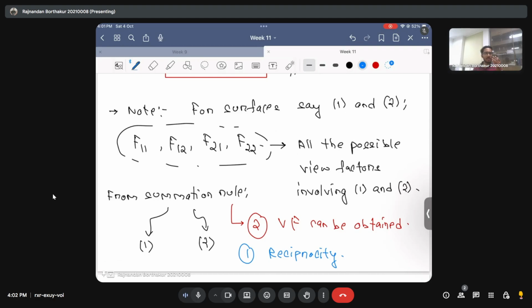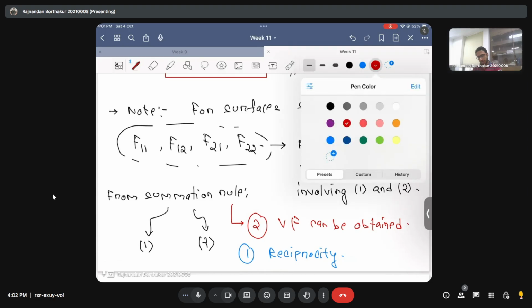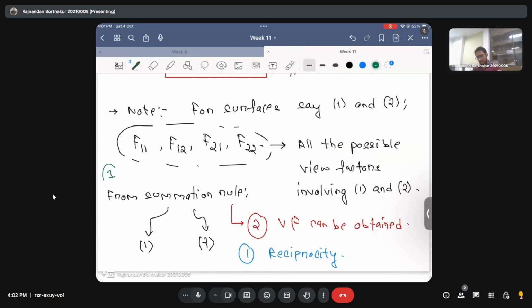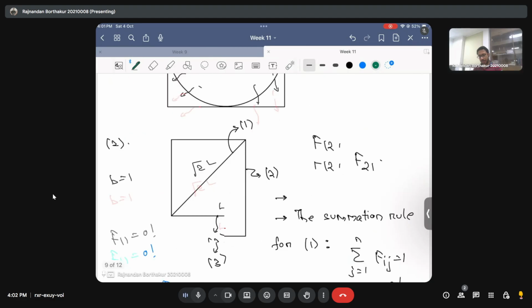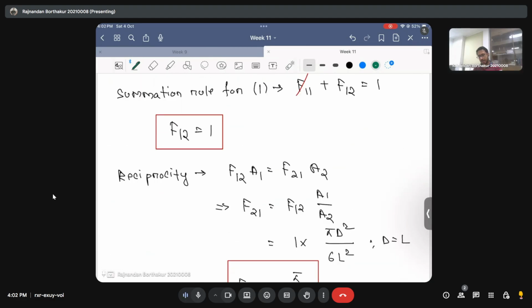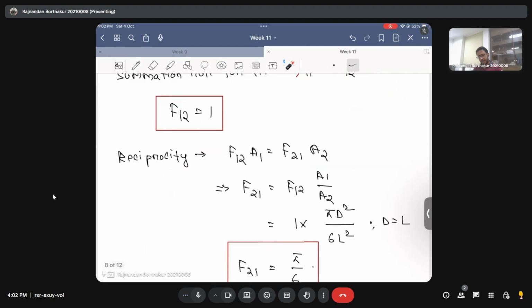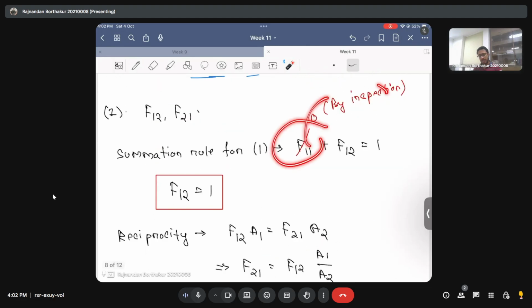Which means for surfaces 1 and 2, out of all the possible view factors, 3 can be obtained from the summation rule and the view factor reciprocity relation, but there is one view factor which needs to be known. And that's typically what we have done in the first example. Remember, we said that this F11 is typically equal to 0 by inspection.